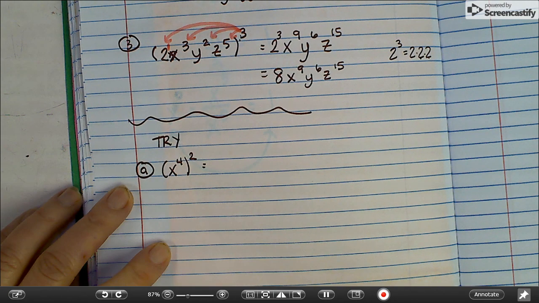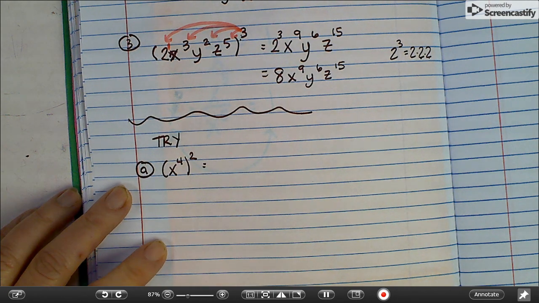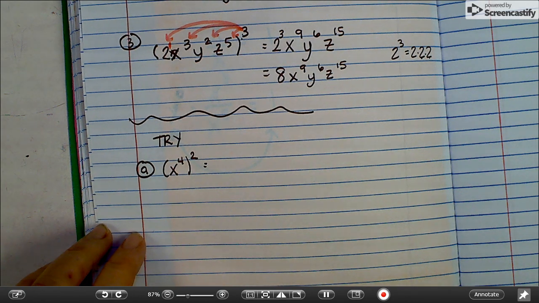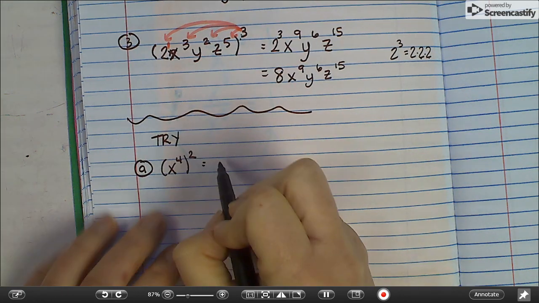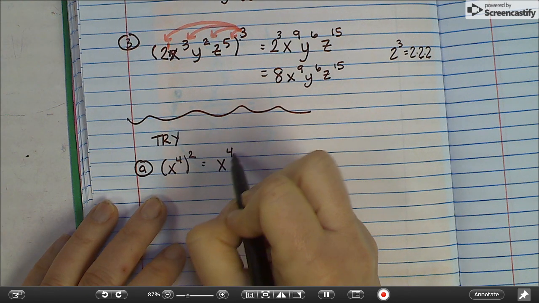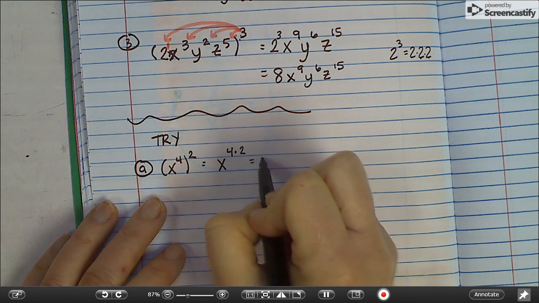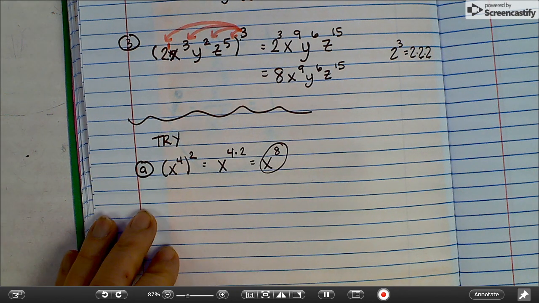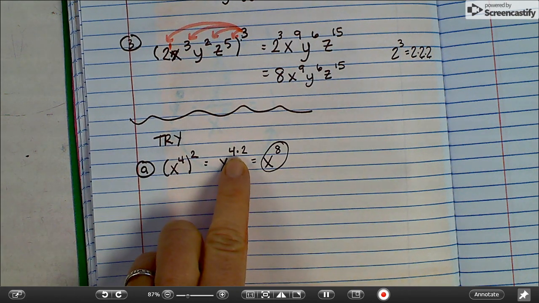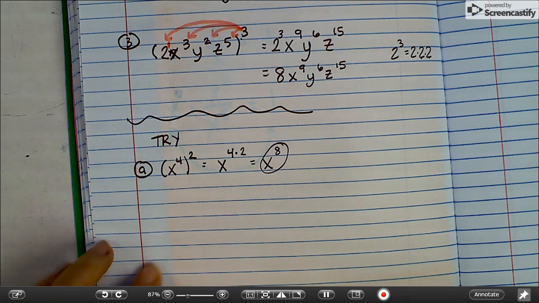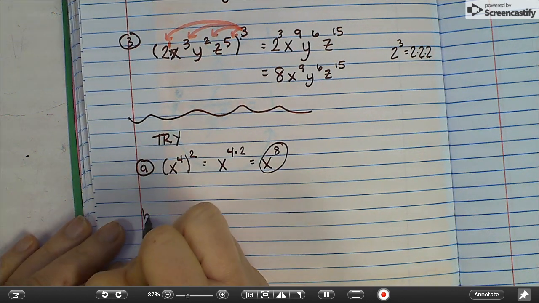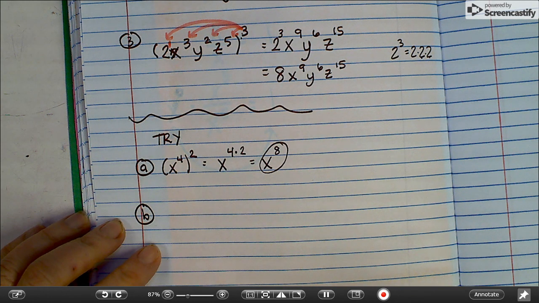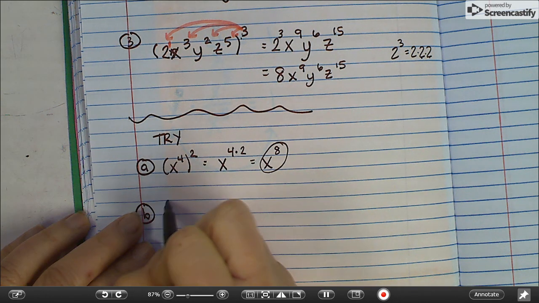Okay, so try that example. So pause the video, try the example, and then play the video so you can check your answer. All right, the answer is x to the 8th power. You don't have to write this step, 4 times 2, unless you think you need to. Another example for you to try, again, copy it down, pause the video, and then play the video to check your answer.